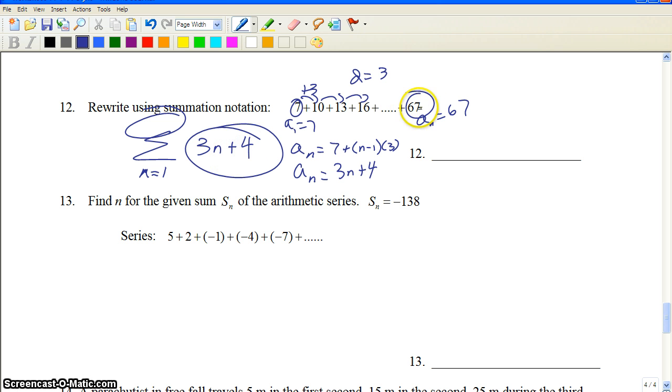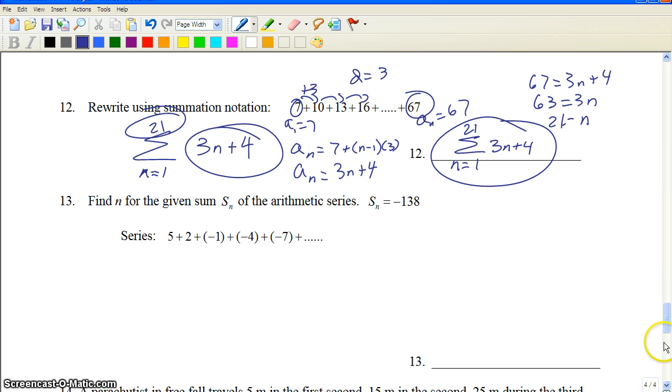And then we got to figure out what term number n is, or the last term in the series. So we're going to substitute 67 in for a sub n and then solve it for the variable n. So we're going to do 67 equals 3n plus 4, minus 4 from both sides. 63 equals 3n. Then we wind up getting n is 21, and that's the number that we write up here. So our final answer is the summation of n equals 1 to 21 of 3n plus 4. That's our answer. So let's take a look at the next problem.